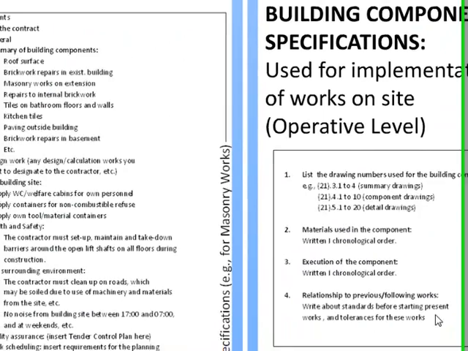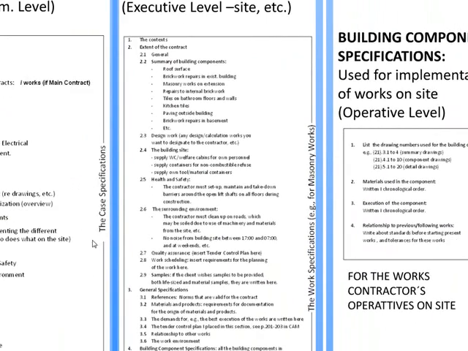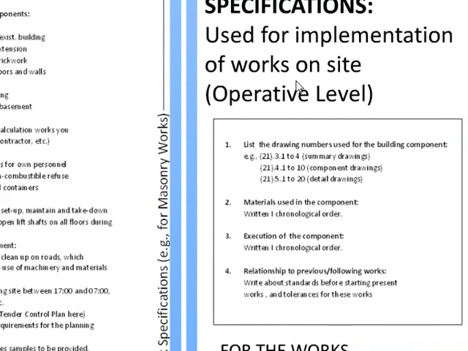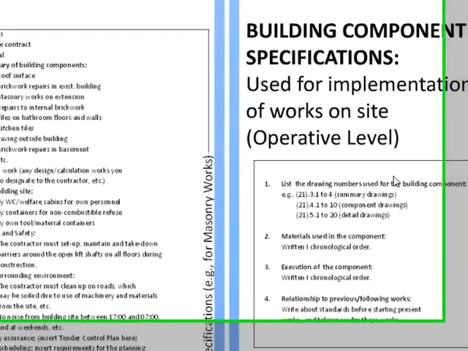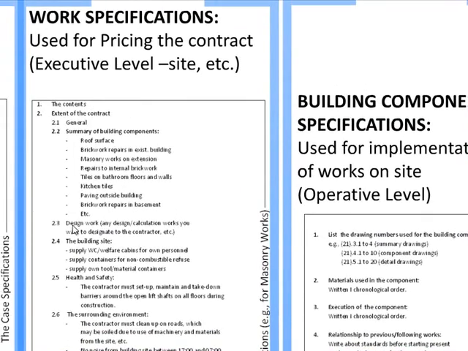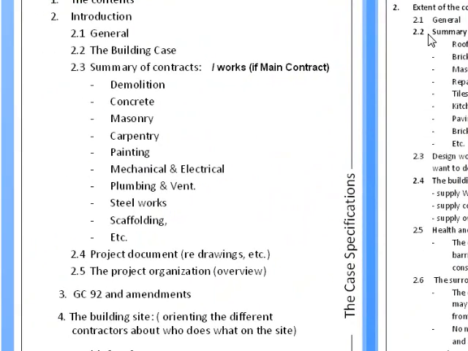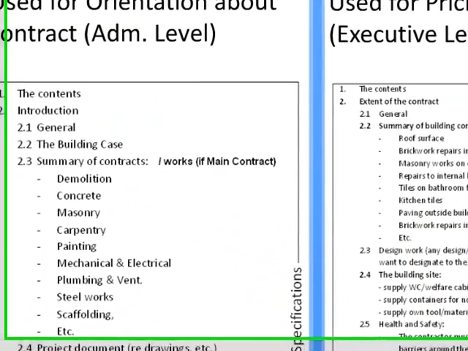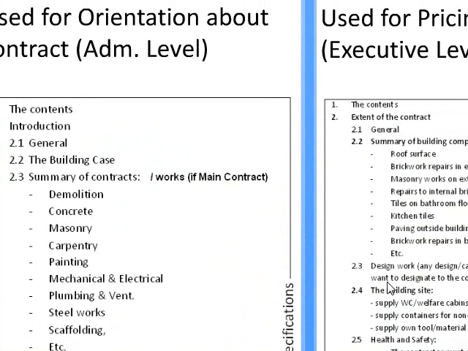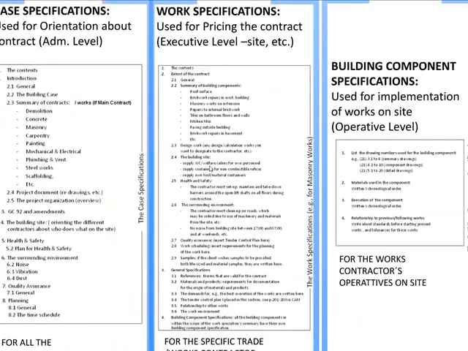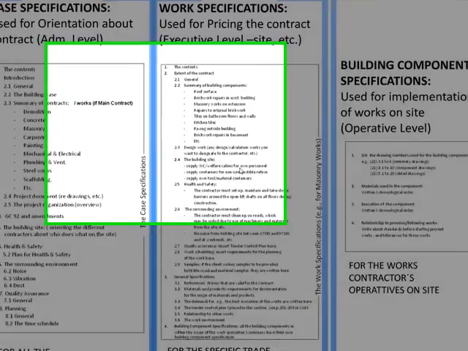So this is going to be used for pricing, and this is going to be used for actually building it on the site. And everything here in this section 2, all the way down here, is about pricing. So if there's any design work to be done by the contractor, it will be mentioned here. If this contractor has to do anything on the building site, it'll be mentioned here. For example, supply of WC and welfare cabins. If it's mentioned here, it will be priced. Health and safety.